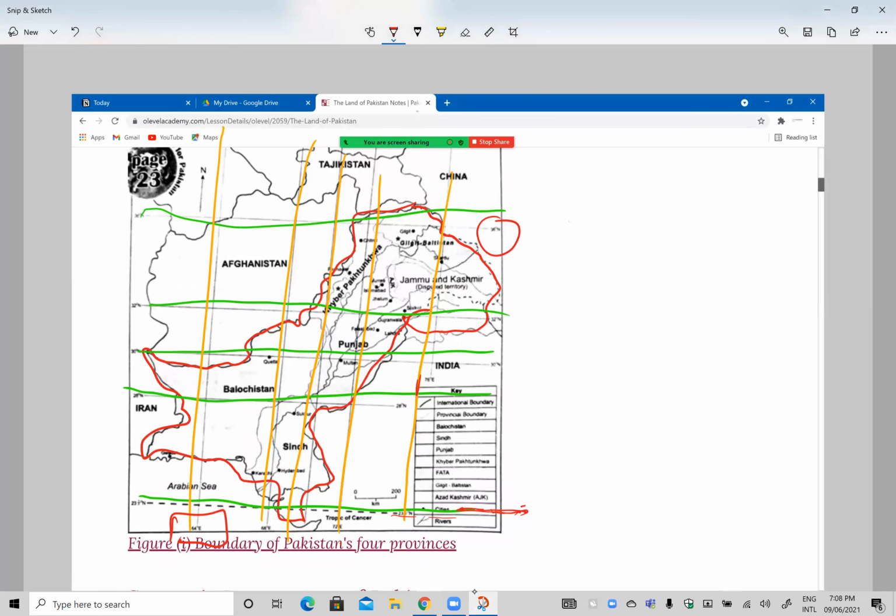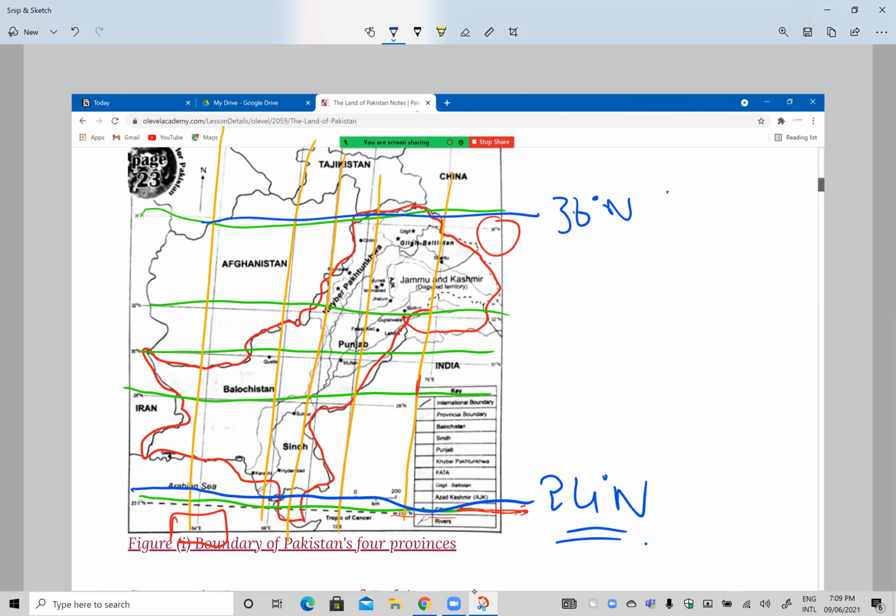Let's get back to this. Guys, focus on the blue lines that I'm drawing. So a line over here is the 24 degrees north latitude, right? And then there is a 35 or 36 degrees north line above the map. Got it? So Pakistan is in between these two latitudes, 24 to 36, and the degrees increase as you move upwards towards the northern side, right? So 24 to 36 degrees north, these are the latitudes.